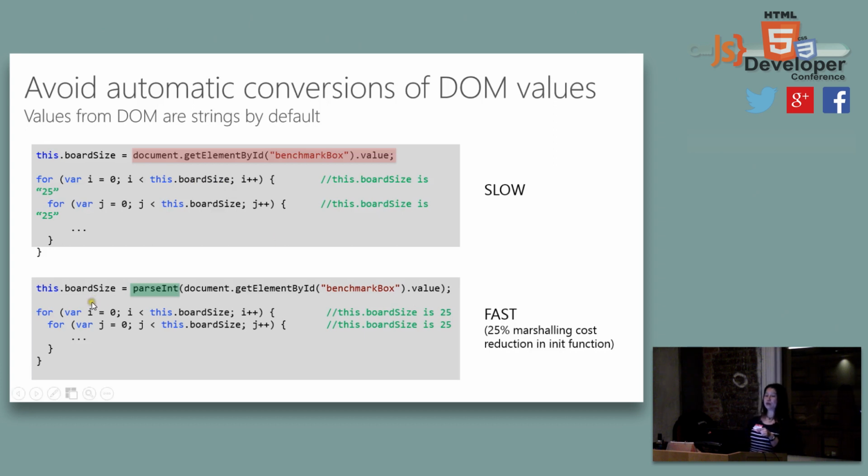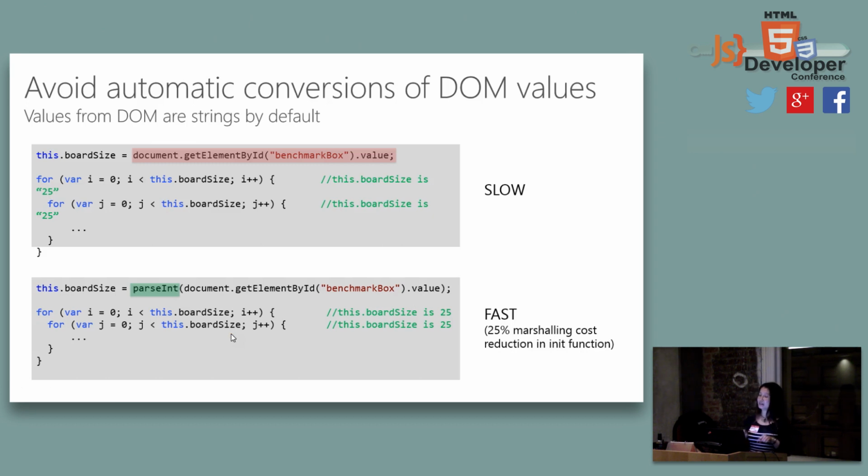So what would be a better way is to parse that integer and create that board size right in the front, because it's a string, right? Everything is a string. Parse that integer, and then use that board size. And then you can use it in your loop, it doesn't matter how big it is.